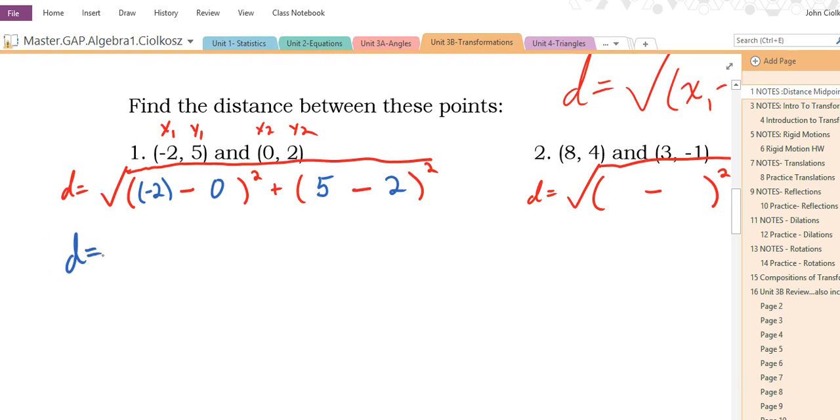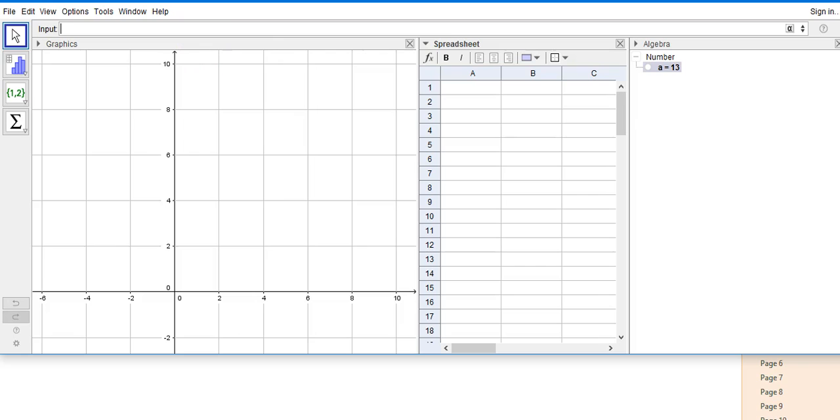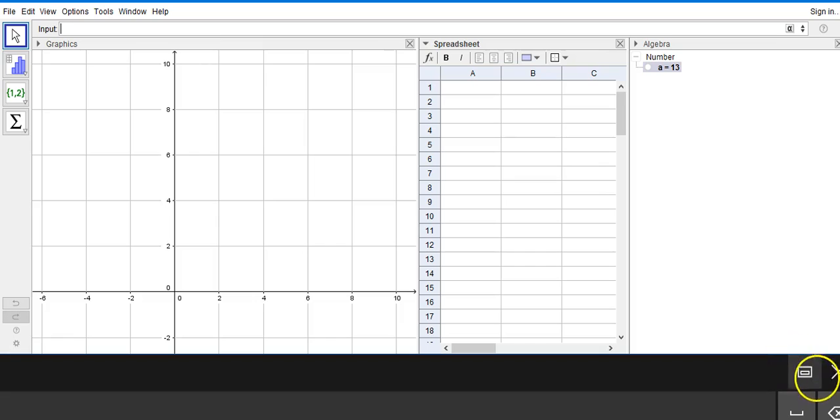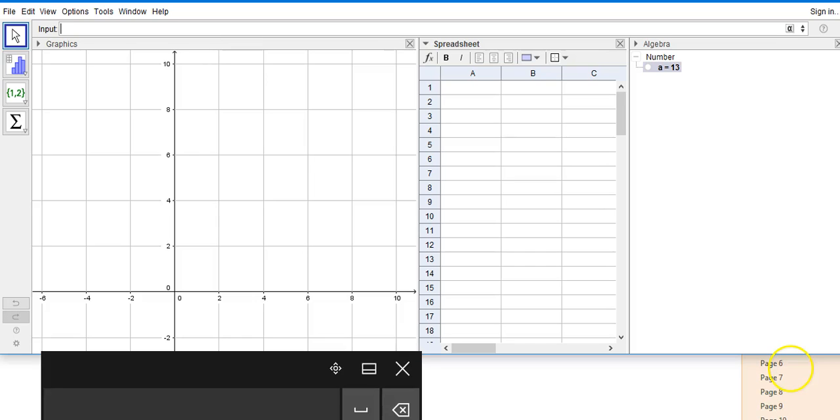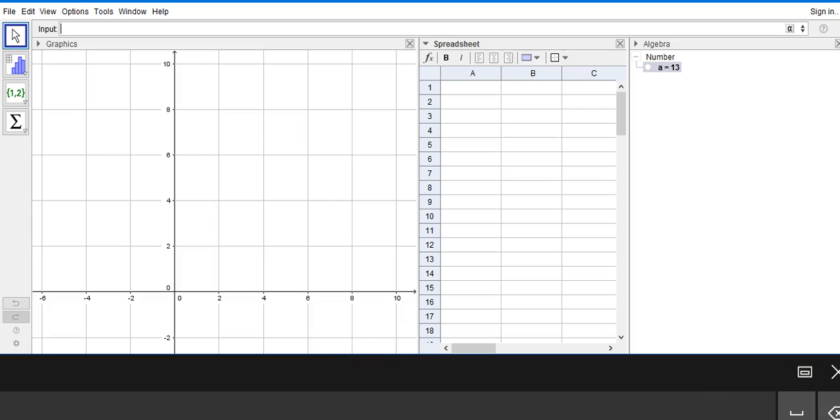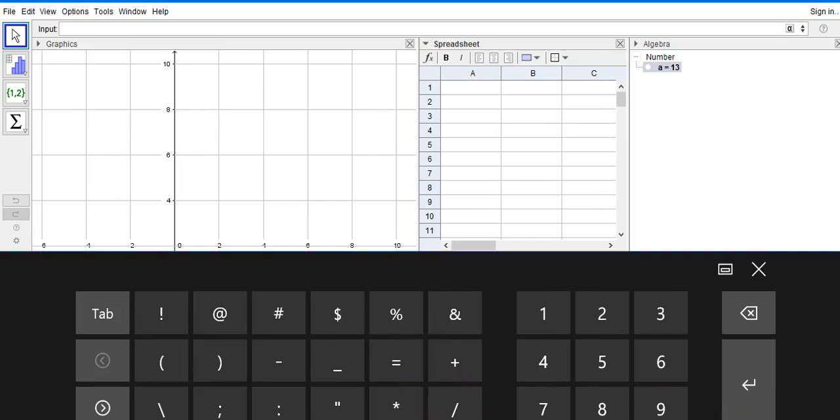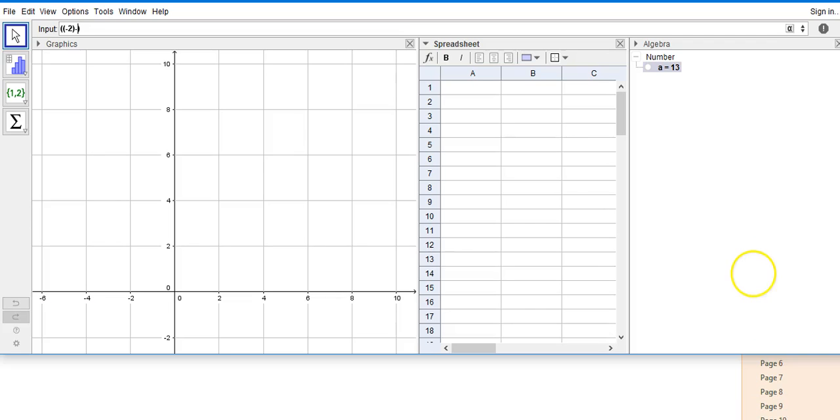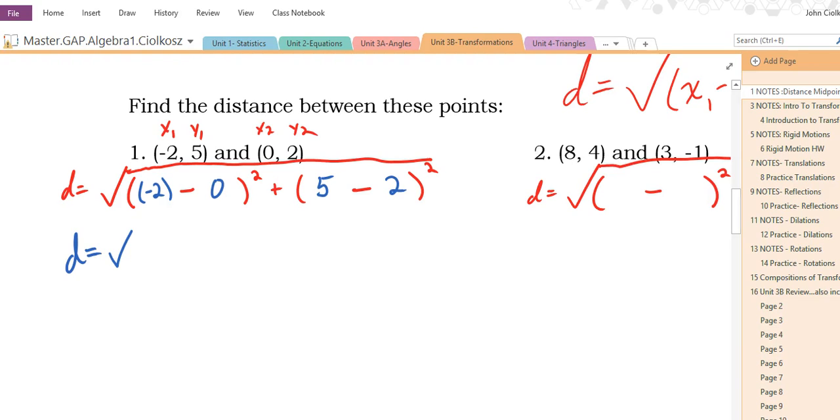What you're going to type into GeoGebra, I'm going to do this one time, is everything except the square root. So I'm going to type all of this just how it looks. Give me a second here, and I will show you guys that. So we have parentheses, parentheses, negative 2, minus, let's see what we have here, 0.